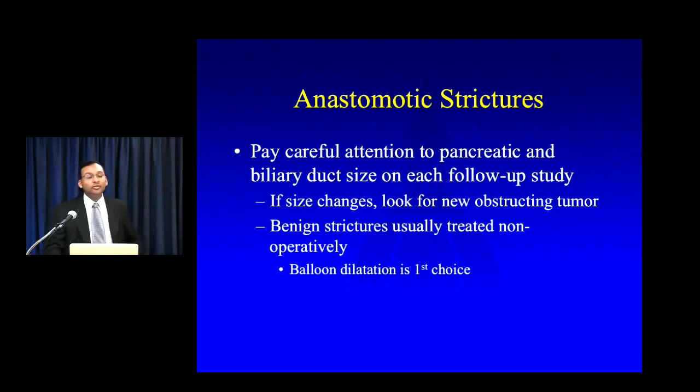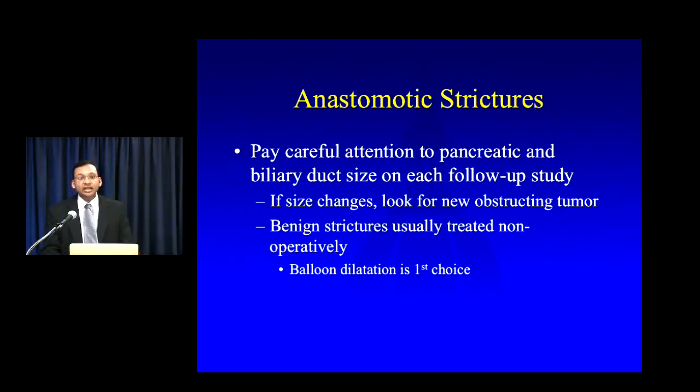Now the key when you're looking for anastomotic strictures is to pay careful attention to the size of both the pancreatic duct and the bile ducts. So in every study, this is something that goes into my dictation in the body of the report. I talk about whether the pancreatic duct is stable in size. Is it large? If so, has it changed? Same thing with the biliary tree. Is there new or increasing biliary ductal dilatation?